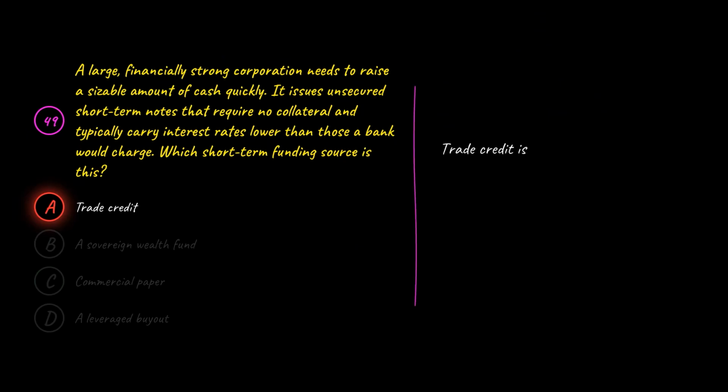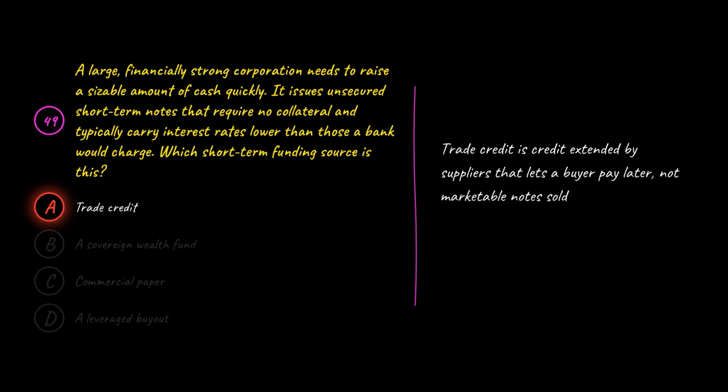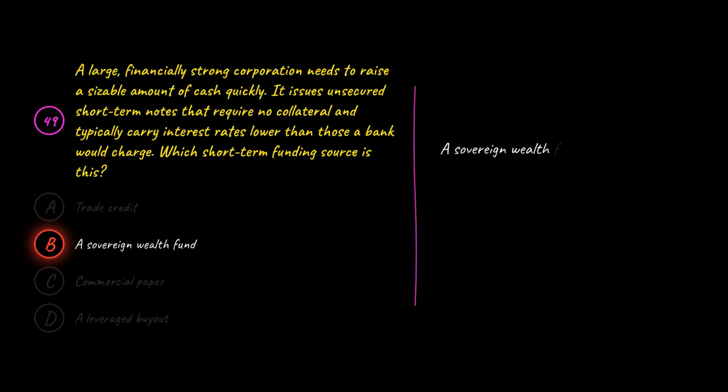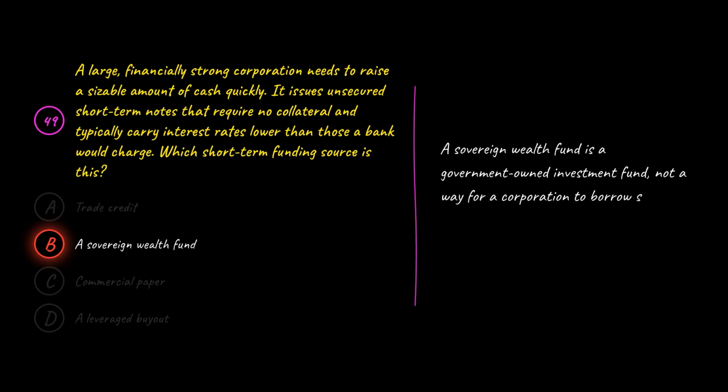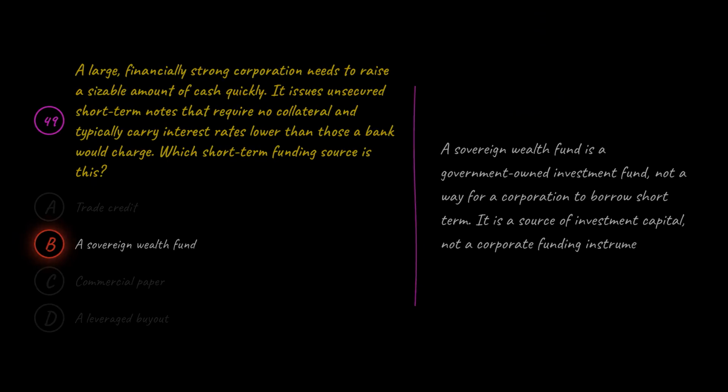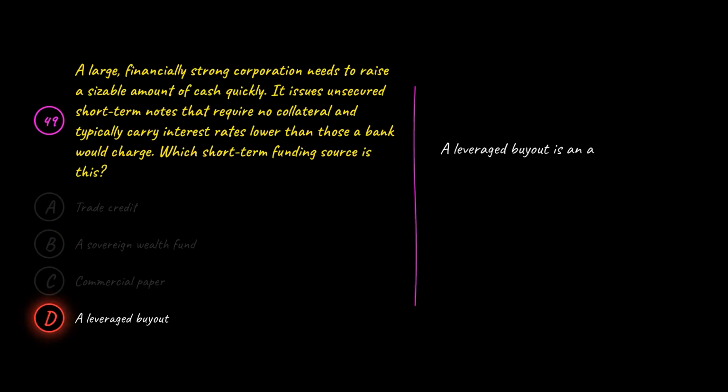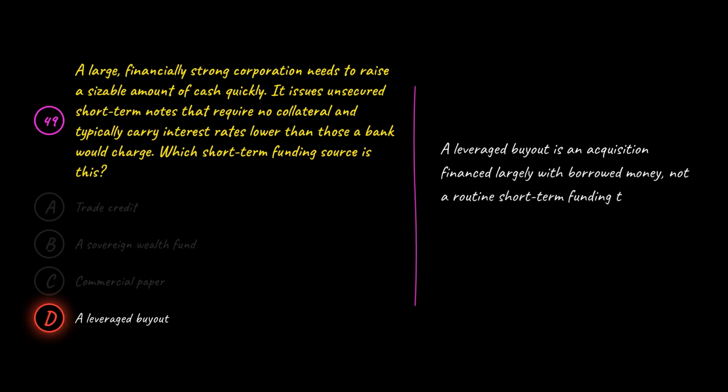A is wrong because trade credit is credit extended by suppliers that lets a buyer pay later, not marketable notes sold to raise cash. The scenario involves issuing unsecured notes, which is commercial paper. B is wrong because a sovereign wealth fund is a government-owned investment fund, not a way for a corporation to borrow short-term. It is a source of investment capital, not a corporate funding instrument. D is wrong because a leveraged buyout is an acquisition financed largely with borrowed money, not a routine short-term funding tool. The firm here is simply raising short-term cash, which points to commercial paper.